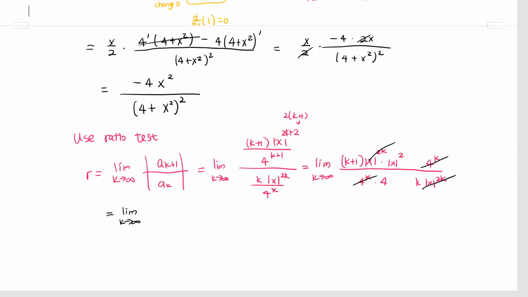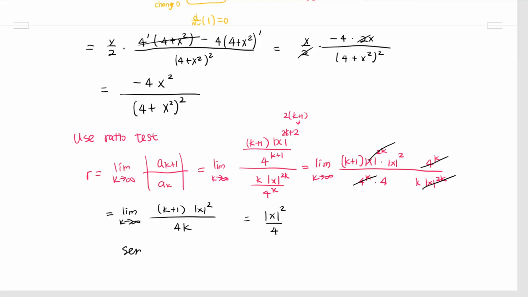Alright, so what's left? We have k plus 1 and x squared over 4k, right? So when k goes to infinity, k over 4k is 1 over 4, right? So this is what it converges to. Okay, so sorry, this is the limit of the R.